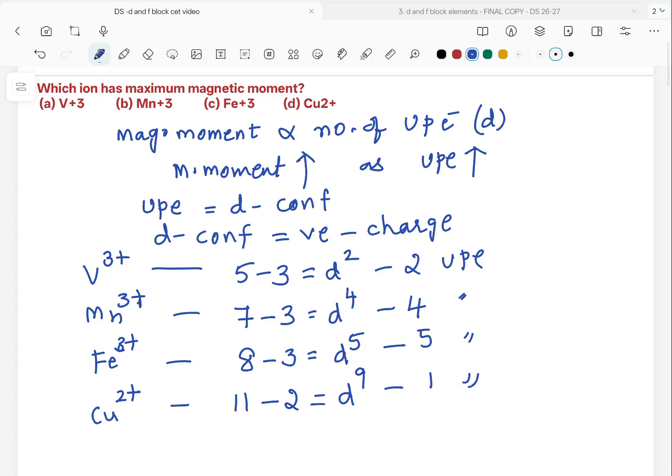When you look at the table, iron has 5 unpaired electrons, therefore its magnetic moment should be very high. So our answer should be C option, because here vanadium has 2, manganese has 4, copper has 1 unpaired electron.